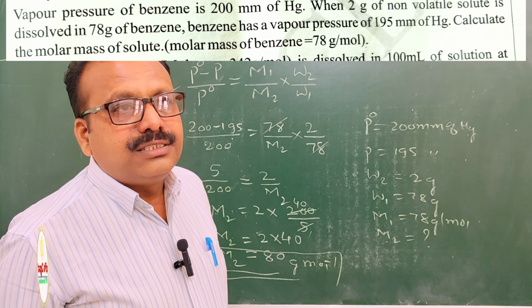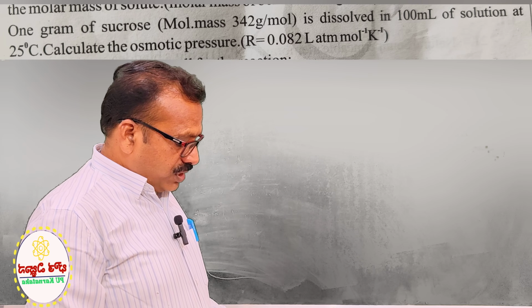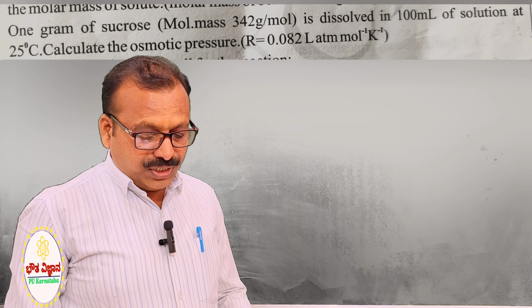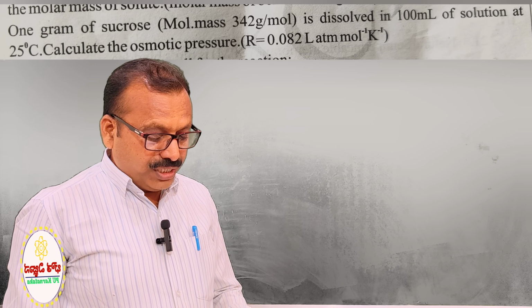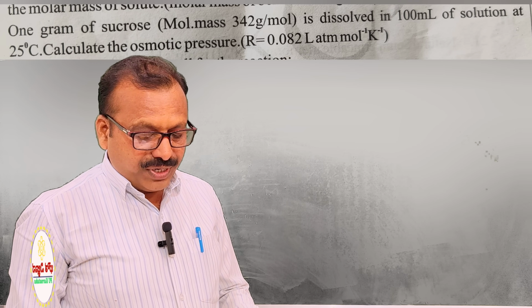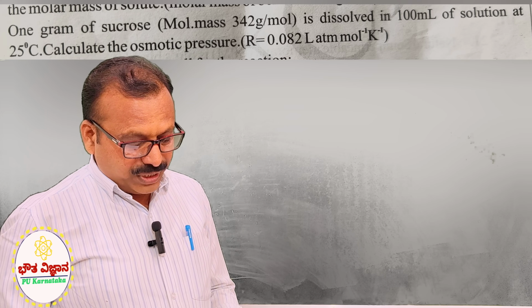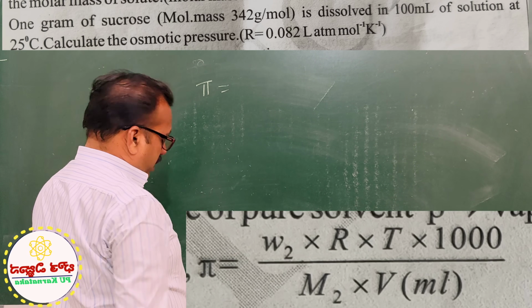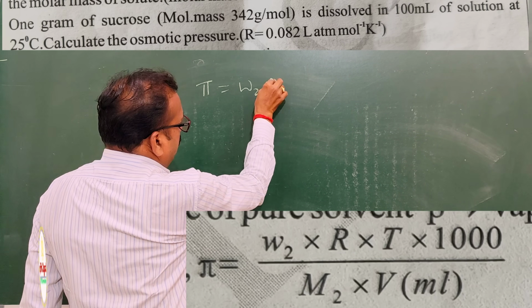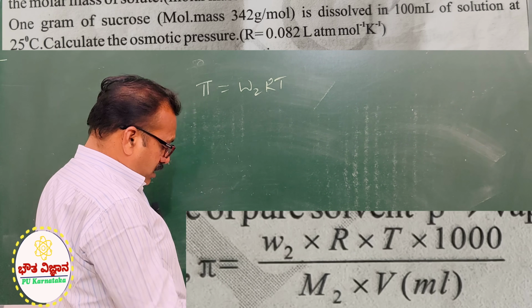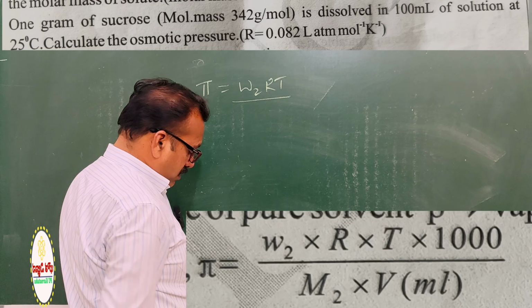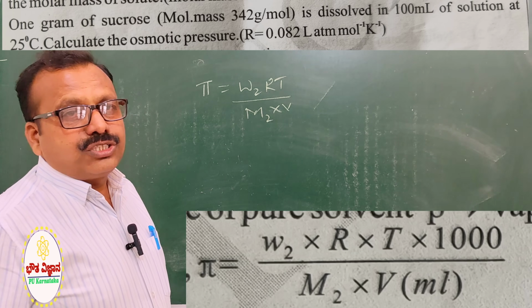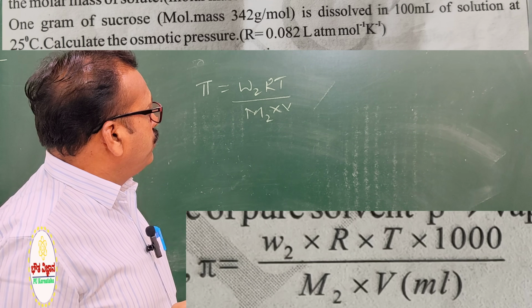Okay, on to the second question. Here they are going to ask: 1 gram of sucrose, whose molar mass is 342 gram per mole, is dissolved in 100 ml of solution at 25 degrees Celsius. Calculate the osmotic pressure. So here osmotic pressure, that is pi equal to W2RT divided by M2V. Here pi is the osmotic pressure, R is the constant they are going to give you in the values.